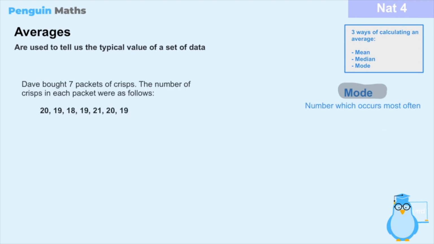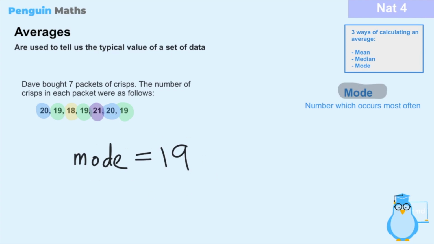So the final way of calculating an average we'll be looking at is called the mode. And the mode is simply the number which occurs the most in the set of results. The way I'm going to calculate which number occurs the most often is just by colouring in each of the different numbers. And it's easy to see here that 19 would be the mode, because we can see that 19 occurs 3 times, and 20, for example, only occurs twice, and 18 and 21 only occur once each. So that would mean that for this set of results, the mode is equal to 19.